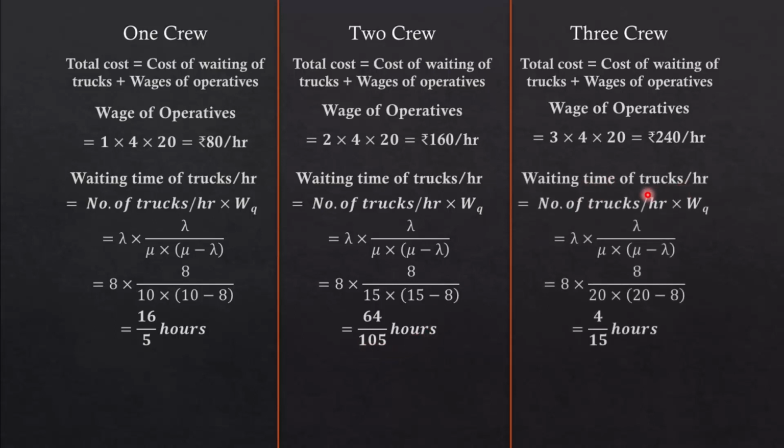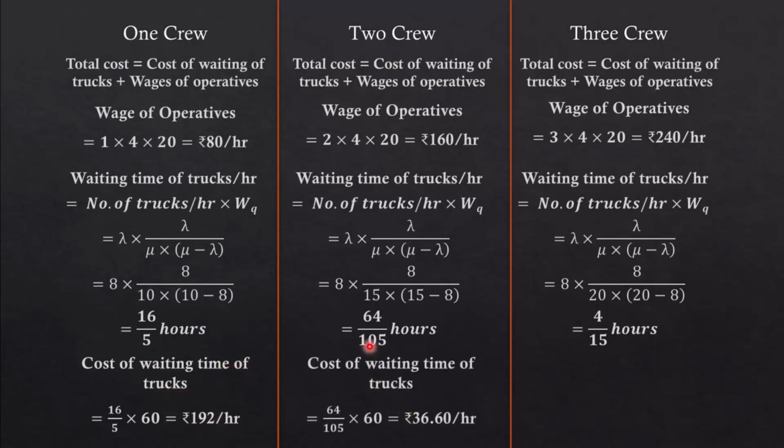Similarly, we will calculate this for 3 crews. Here we will put the value of mu equal to 20. So after putting these values, we'll get this equal to 4 by 15 hours. So the cost of waiting time of trucks can be given as 16 by 5 multiplied by waiting time cost. It is given as rupees 60 per hour. So this is 60 multiplied by 16 by 5, which is equal to rupees 192 per hour. So this is the cost of waiting time of trucks.